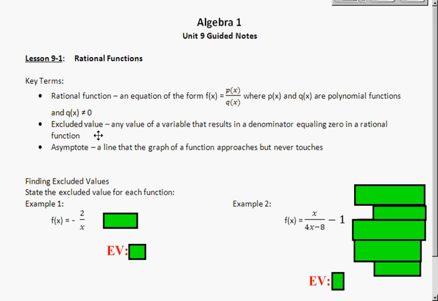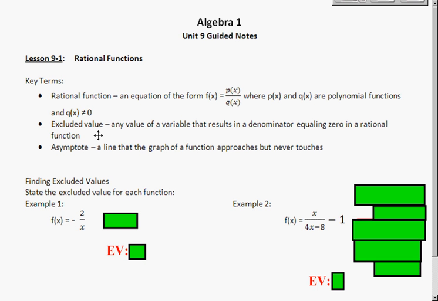Asymptote. We'll find vertical and horizontal asymptotes. Basically, that is a line in the function that it never touches. Your graph will approach it, but the graph will never touch it. Kind of like there's an infinite amount of numbers. Therefore, the graph is going to go on forever and ever, and it will never touch your vertical or horizontal asymptote. In examples 1 and 2, we're going to work on finding the excluded values.